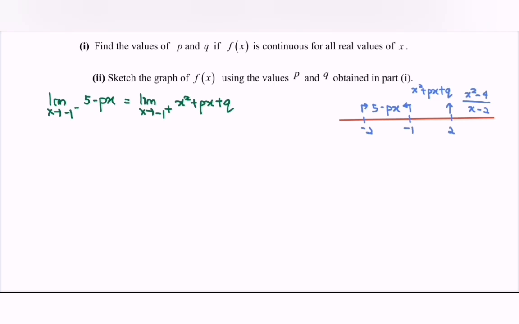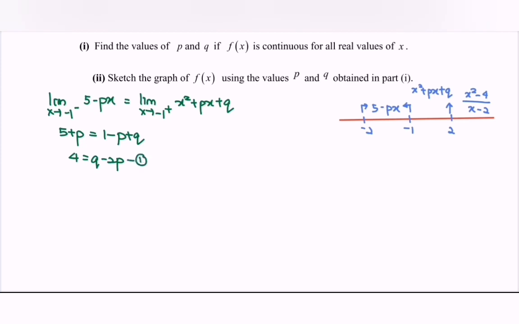Kindly substitute the value. So here we will have 5 plus p equals, if we substitute negative 1, 1 minus p plus q. Rearrange the situation, so we will have 4 equals q minus 2p. So that is the first equation.